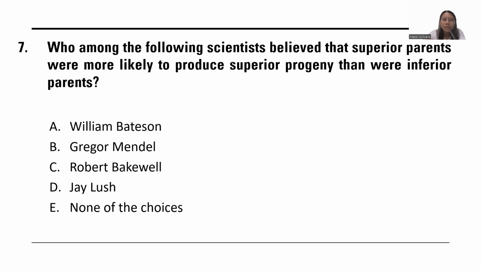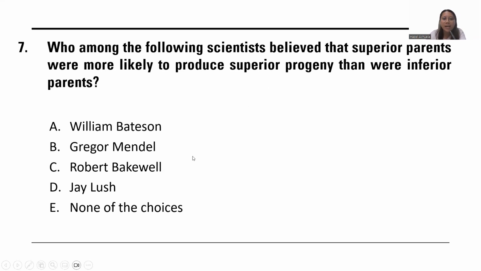I repeat the question. Who among the following scientists believed that superior parents were more likely to produce superior progeny than were inferior parents? A. William Bateson. B. Gregor Mendel. C. Robert Bakewell. D. J. Lush. Or E. None of the choices.